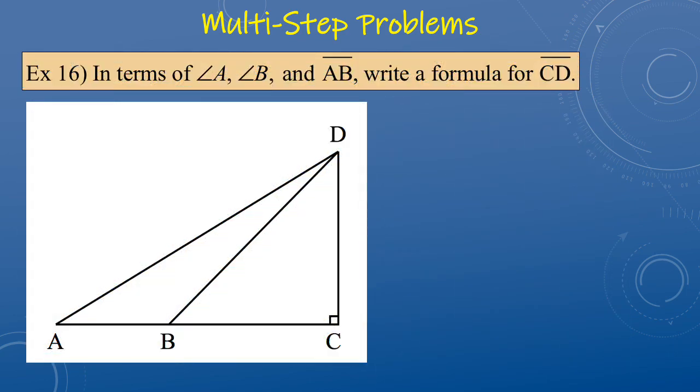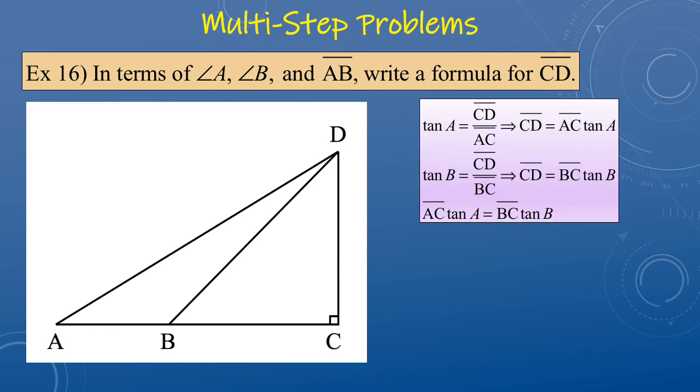In example 16, let's do the exact same problem, but rather than know the specific values of angle A, angle B, and AB, let us write our formula for CD in general terms of angle A, angle B, and line segment AB. We start the problem the same way. We take the tangent of A, writing it as CD over AC, and therefore CD is equal to AC tangent A. We write the same type of relationship with angle B. The tangent of B equals CD over BC, and therefore CD equals BC tangent B.